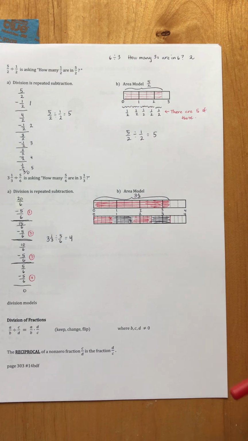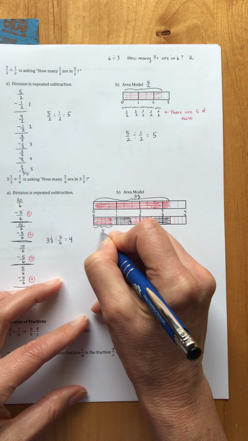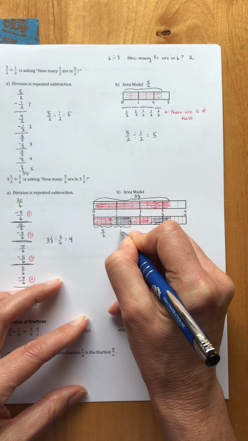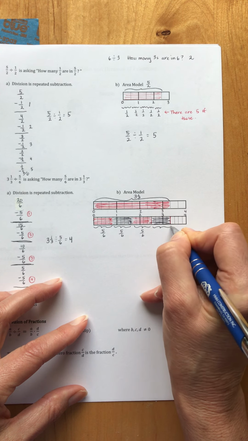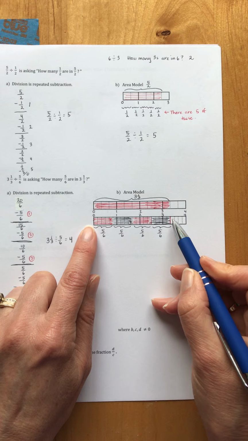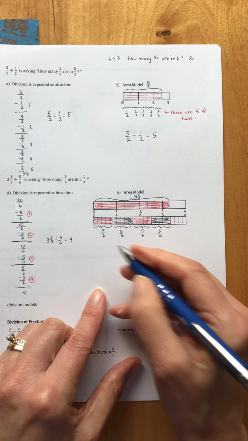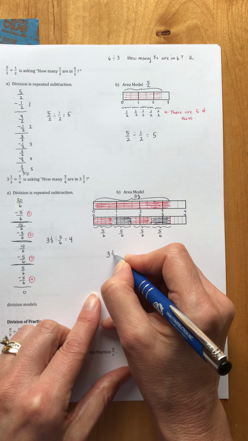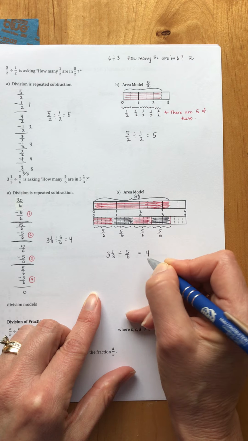Okay, so each one of these is 5/6. This is 5/6. This is 5/6. This is 5/6, and the last one. So this whole piece is 3 1/3. How many times can we take 5/6 out? 4 times. So we would say 3 1/3 divided by 5/6 is equal to 4.